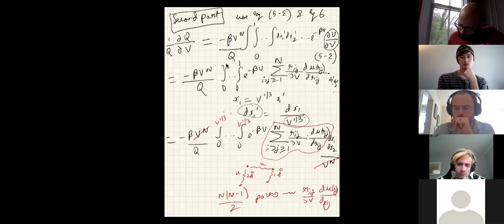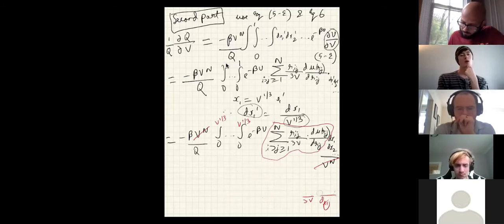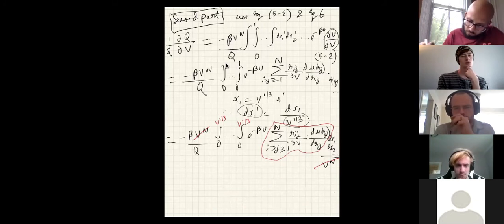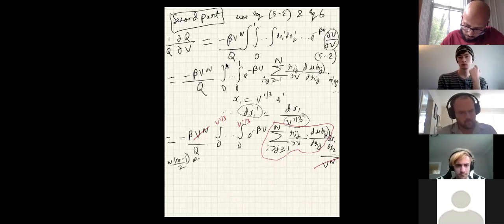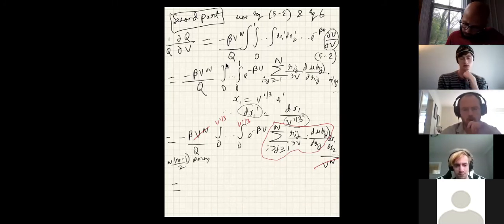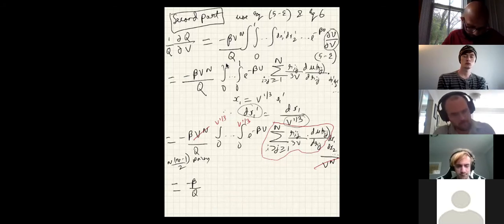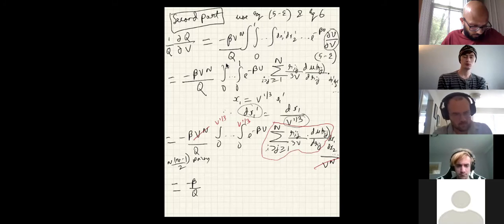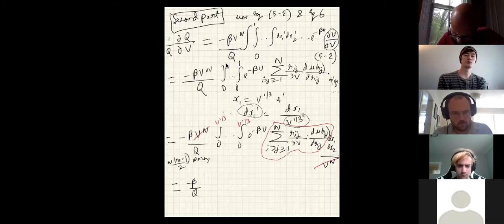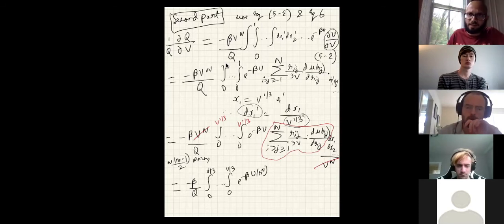So I'm going to erase this part because I want to write right below it. So we have N, N minus 1 by 2 pairs. So this becomes minus beta by Q, 0 to V to the power 1 by 3, 0 to V to the power 1 by 3, e to the power minus beta u. And crucial that this u is not the small u. This u is the full summation over small u. This one we are still keeping. We haven't done anything about it.